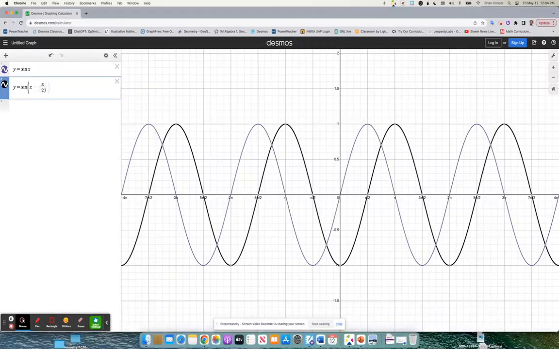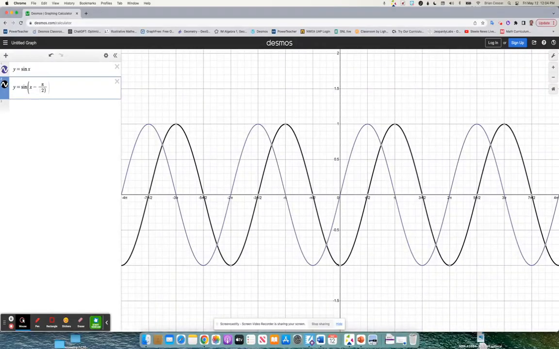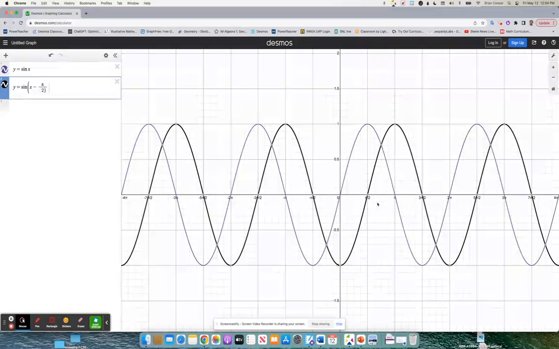I'm going from the purple to the black graph. I translate horizontally to the right pi over 2. You can kind of see right there, every point, pick a point like right there, that moves to the right pi over 2. Right here, that moves to the right pi over 2. And you can kind of see here, in between them, that's pi over 2.